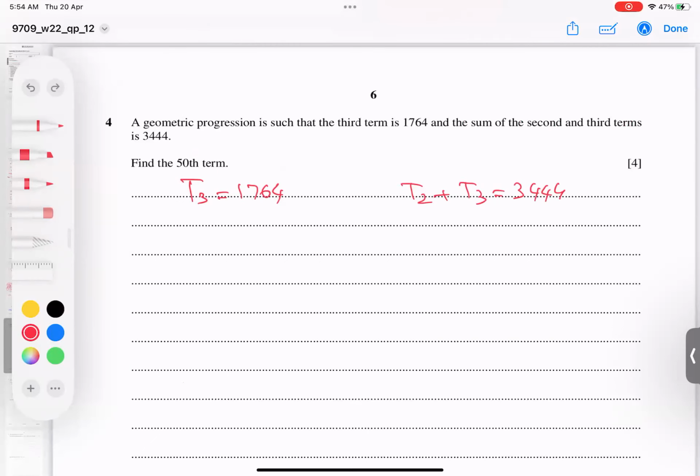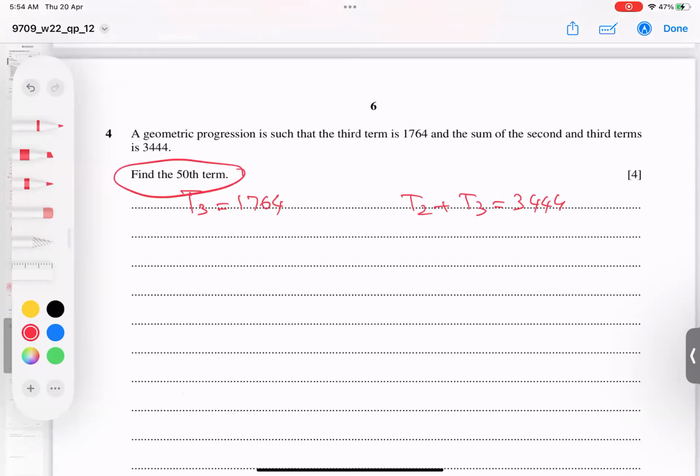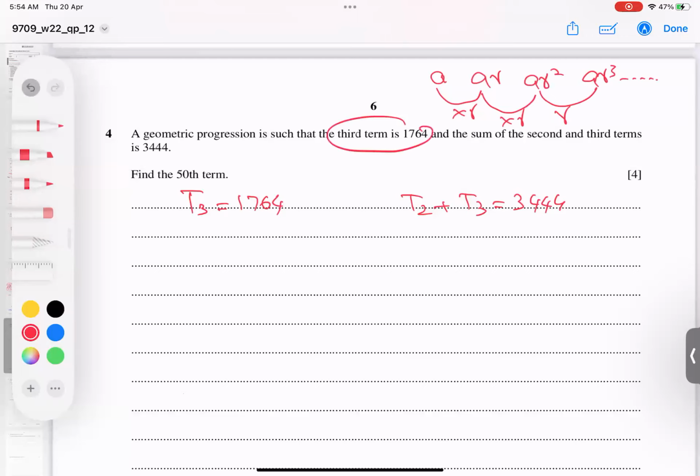And find out the 50th term. Before I start, because it's a geometrical progression, I tell you one thing. First term is a. If I multiply with r, I get ar. Multiply with r, I get ar square. Multiply with r, I get ar cube. So on and so forth. But I'm looking for the third term is this. So the third term is this one, so I'm copying here.